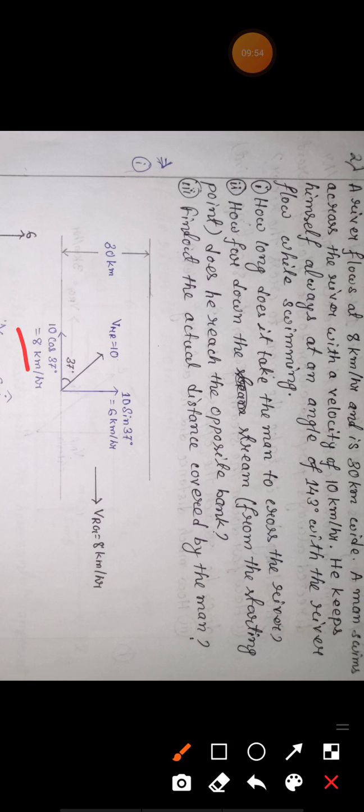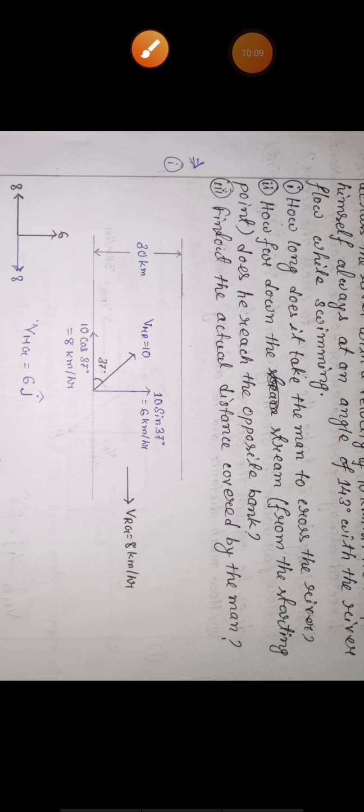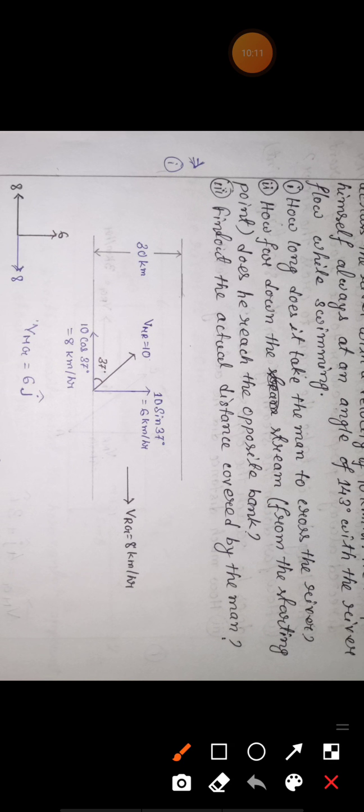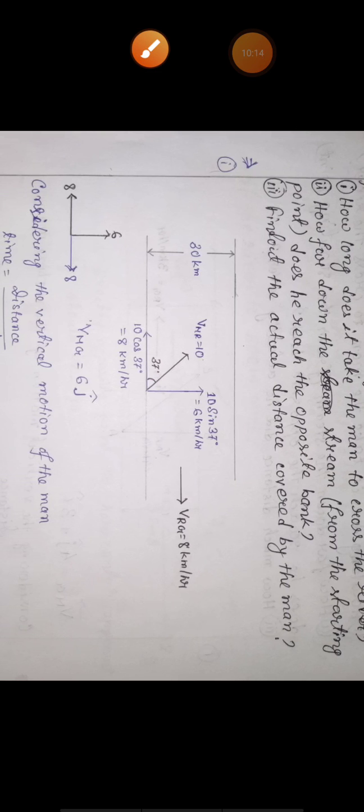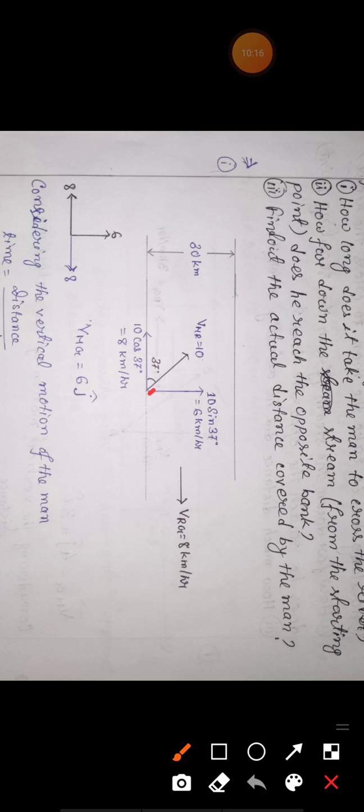Similarly, 10 sin 37 degrees is equal to 3 by 5, because the perpendicular was 3, our hypotenuse was 5. So 5 2s are 10, so 3 into 2 is equal to 6 kilometer per hour. So we'll add all the velocity components of the man. The man was actually swimming in this direction, so we break it into component form.